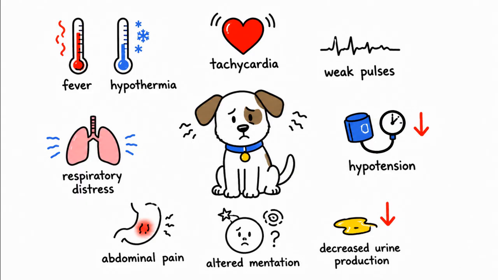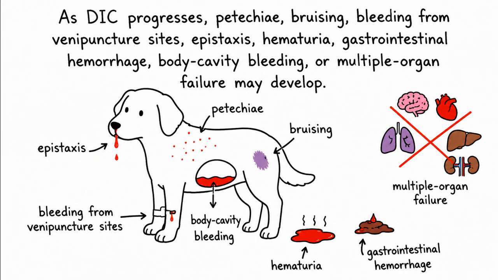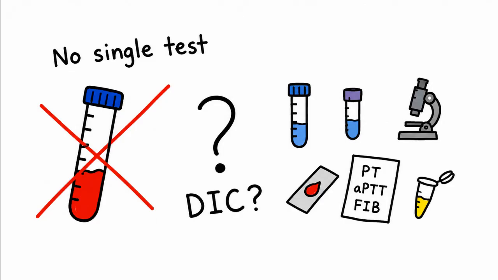Clinically, an animal may initially show signs of the underlying disease, including fever or hypothermia, tachycardia, weak pulses, hypotension, respiratory distress, abdominal pain, altered mentation, or decreased urine production. As DIC progresses, petechiae, bruising, bleeding from venipuncture sites, epistaxis, hematuria, gastrointestinal hemorrhage, body cavity bleeding, or multiple organ failure may develop. There is no single test that confirms DIC.